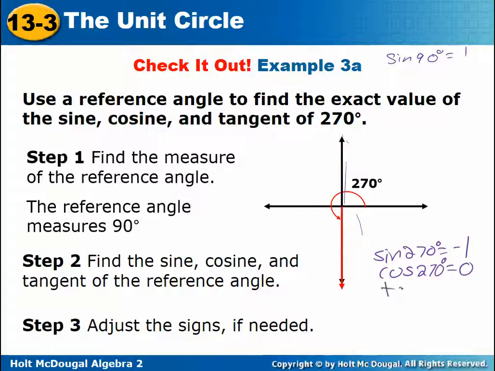And then the tangent is going to be undefined because, again, there is no adjacent. It's supposed to be opposite over adjacent, but if the adjacent is 0, then the tangent of 270 is undefined.